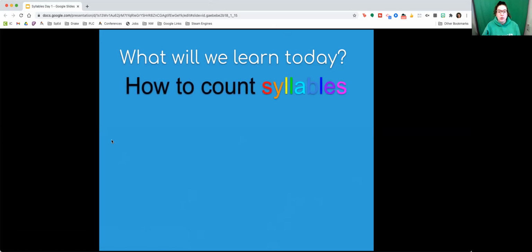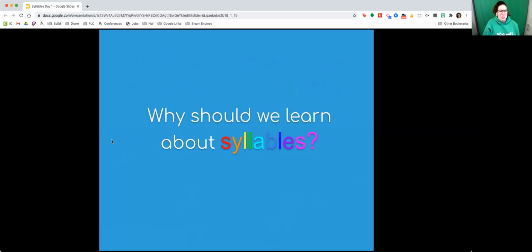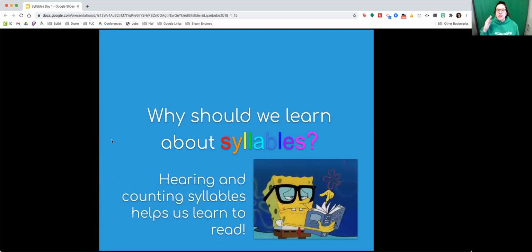Well, today we are going to learn how to count syllables. You see that super colorful word that looks like a rainbow? That is the word syllables. And why should we learn about syllables, you might ask? Well, hearing and counting syllables in words helps us learn to read.